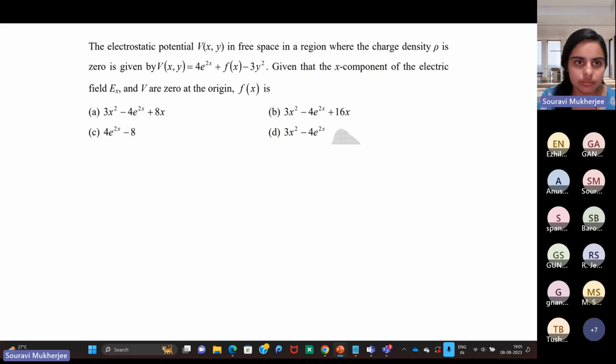Now we would try to do some numericals, which make use of all that we have been discussing till now. The electric potential is given in free space, where the charge density rho is 0. You also know that the x component of electric field, Ex, and the potential are 0 at the origin. Given all these conditions, can you find Fx?